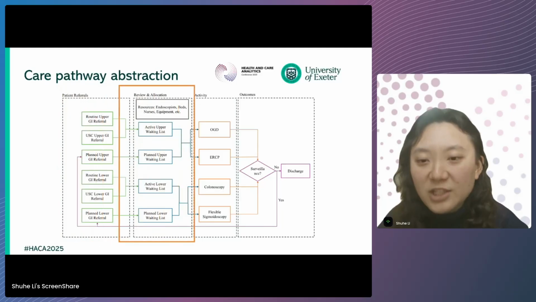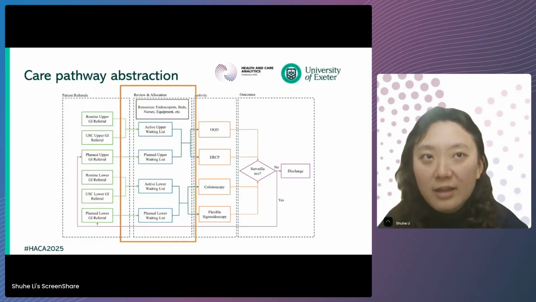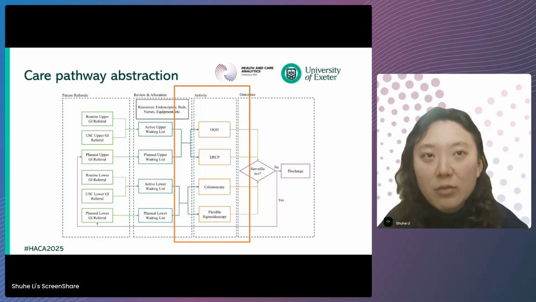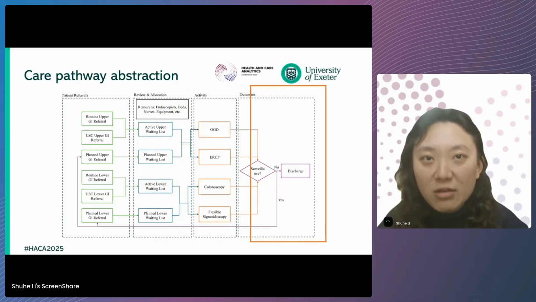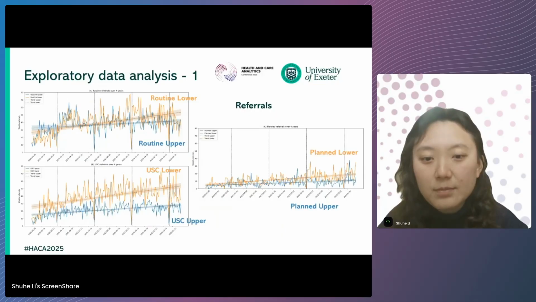Next, patients from the routine and USC pathways move into the active waiting list, and those from the planned referrals move into the planned wait list. When their appointments are due, patients report to the reception, undergo the procedure, and are typically discharged on the same day. During our modeling process, we solely focus on two main procedures, OGD for esophagogastroduodenoscopy, and colonoscopy.